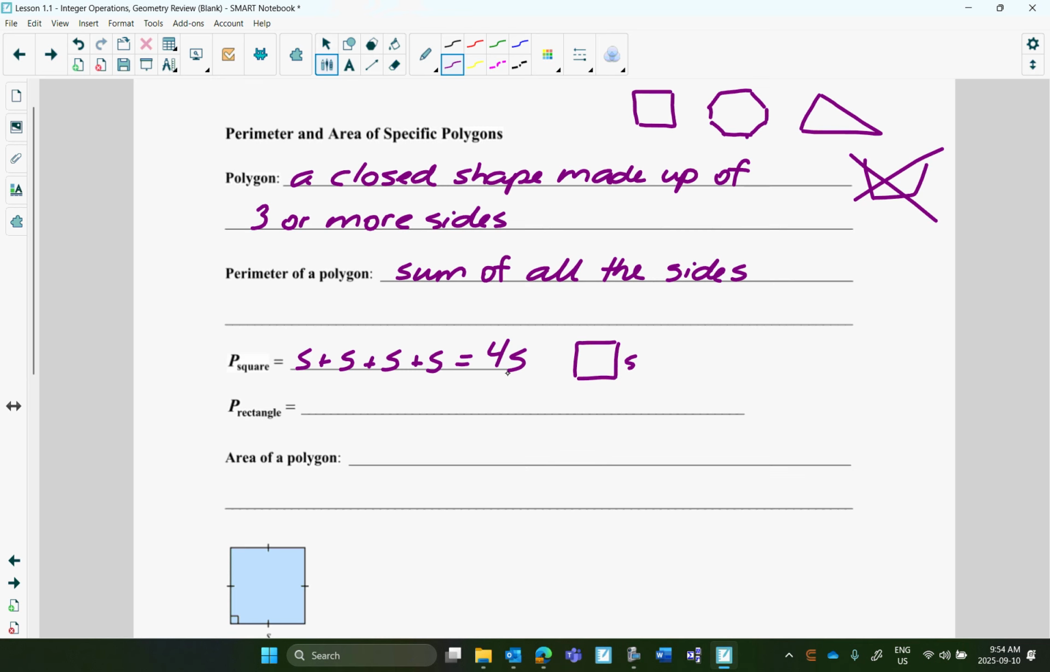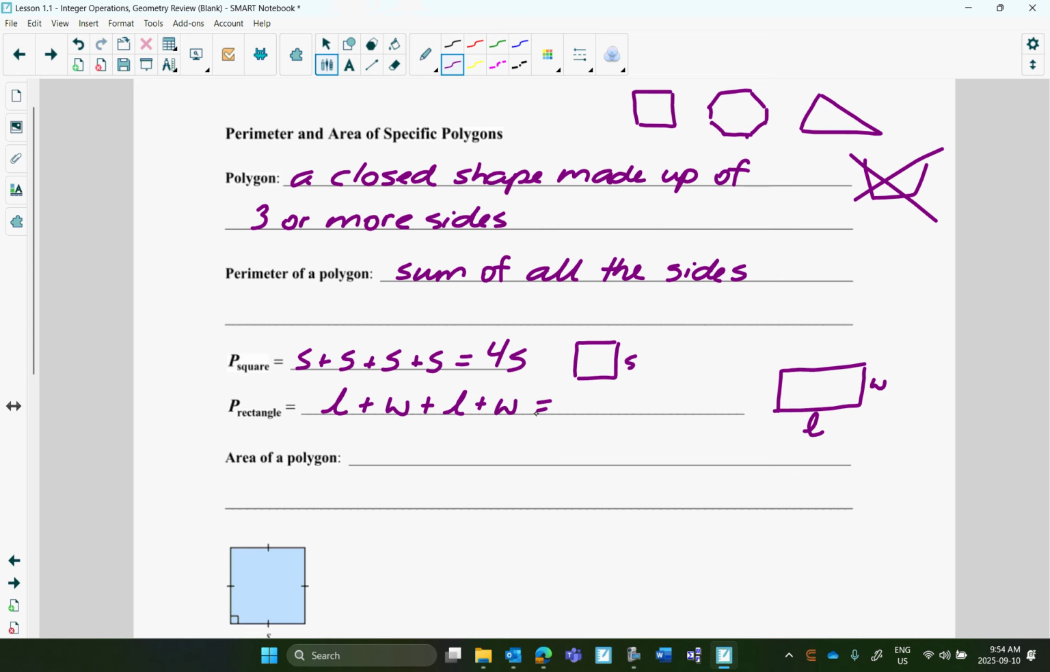For a rectangle, usually the dimensions we call length and width. Sometimes we use base and height, and that's fine too. How would you find this? Tell me. Length plus width. Length plus width plus length plus width. Right.